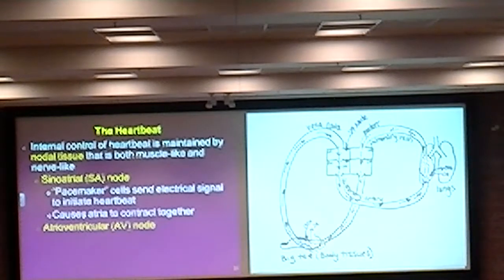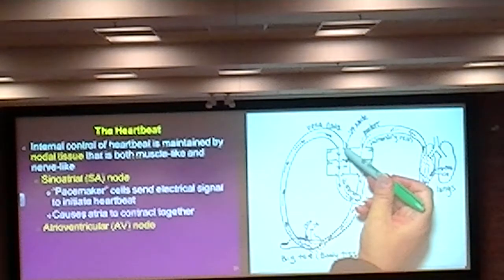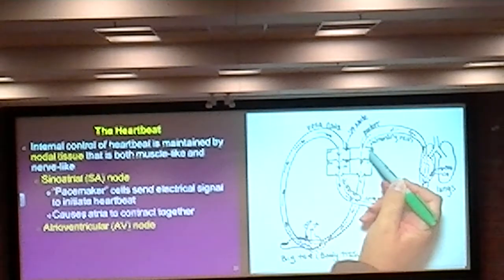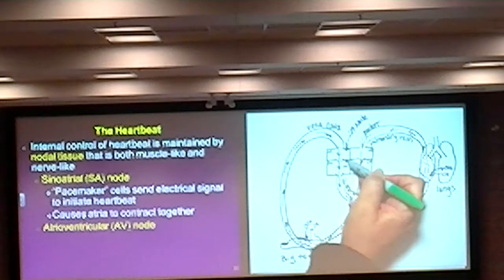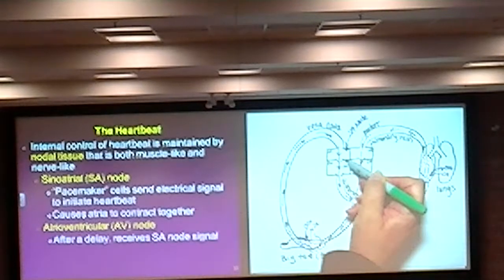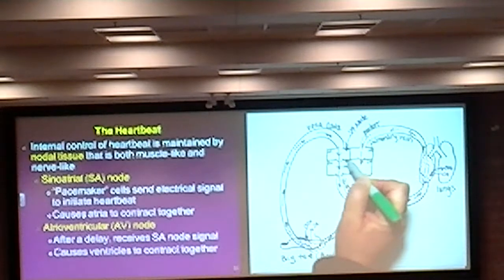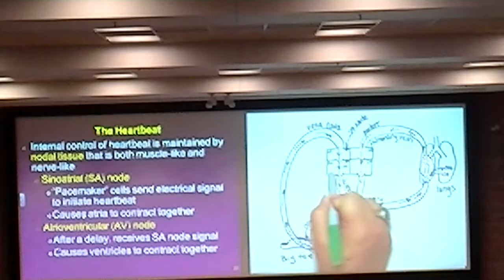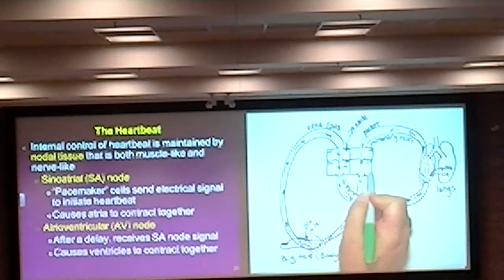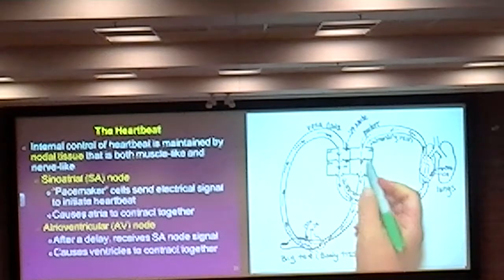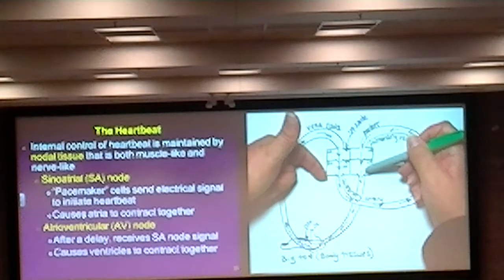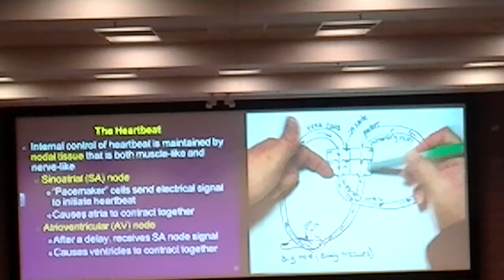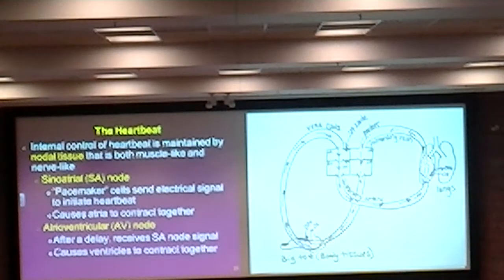So once the SA node has picked up the signal coming from your nervous system, it makes the atria contract, and it sends out a signal at the same time. That signal is then picked up by the AV node, and the AV node is then going to cause the ventricles to contract a couple tenths of a second later. So the SA node makes the atria contract, blood squeezes into the ventricles. Then the AV node causes the ventricles to contract, blood squeezes out into the blood vessels.